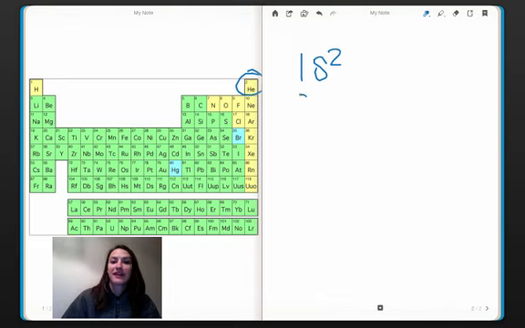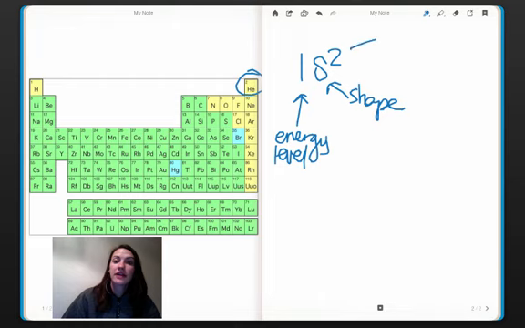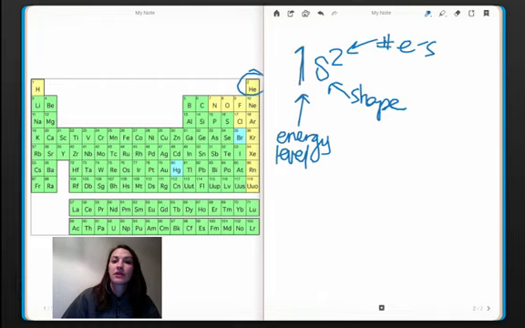Okay, let's label that. So here we've got our energy level, which is our period. Here we've got our shape, which is the block, and here we've got our number of electrons in the superscript. Your coefficient needs to be normal size, your shape, normal size, and then your electrons are going to be small, and they're going to be your superscript. All right, let's give it a whirl.